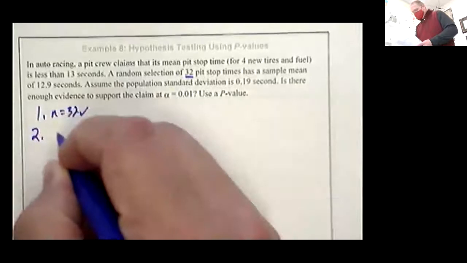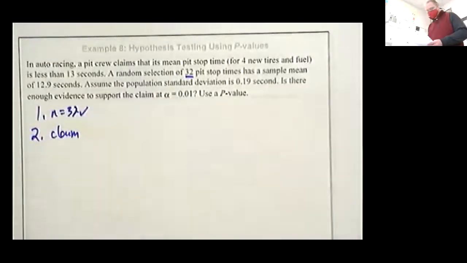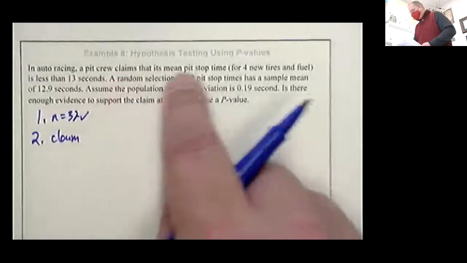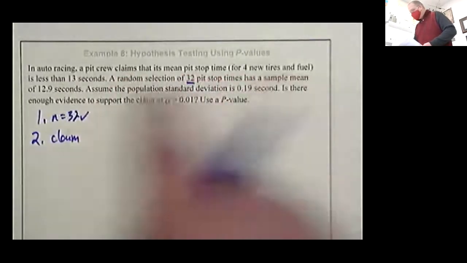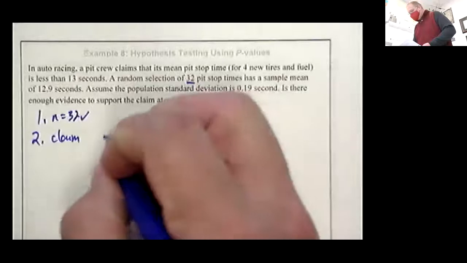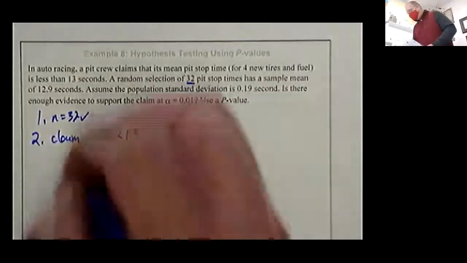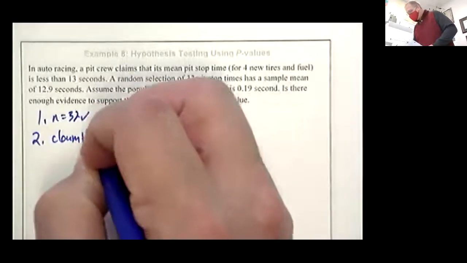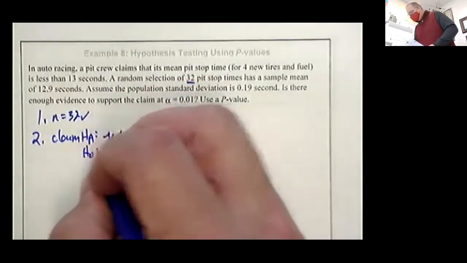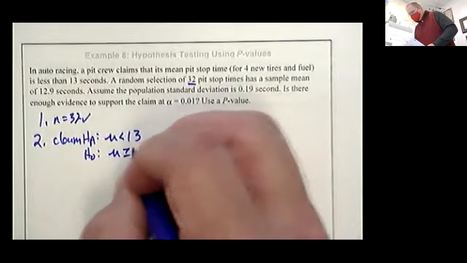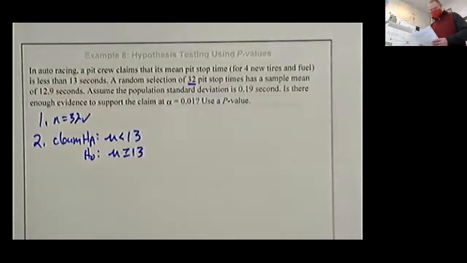Number two, then what's our claim? Well, our claim is, and they say that right here, they claim the mean pit stop time for 4 new tires and fuel is less than 13 seconds. So mu is less than 13. Because there's no equal, that's got to be the alternative hypothesis. Therefore, the null hypothesis is the mean is greater than or equal to 13 seconds.